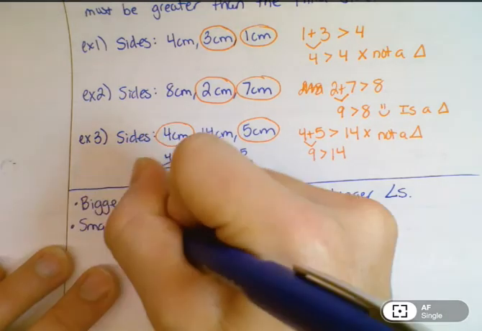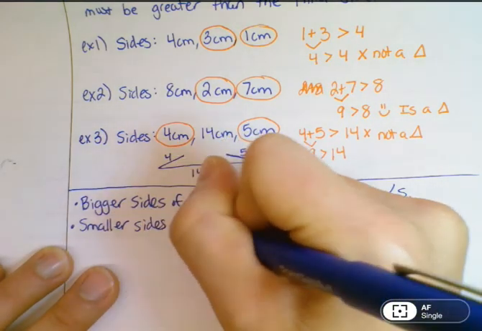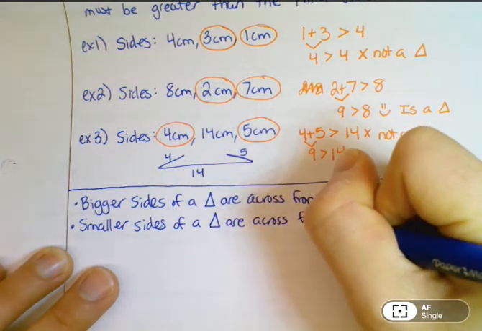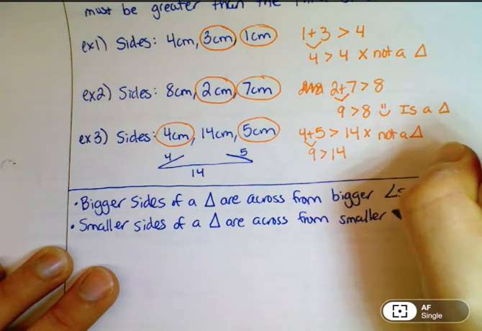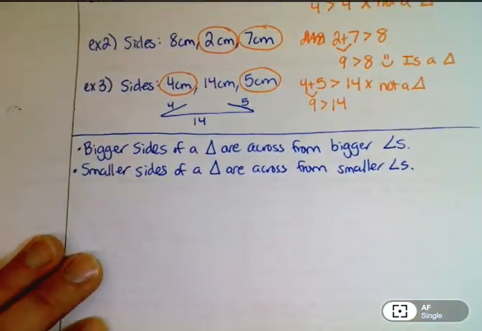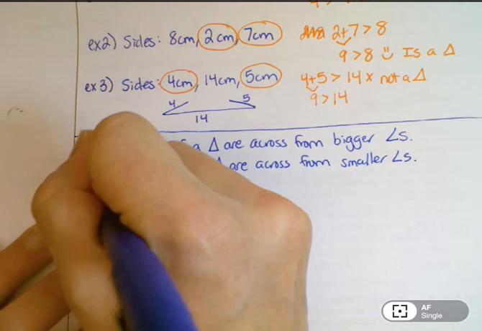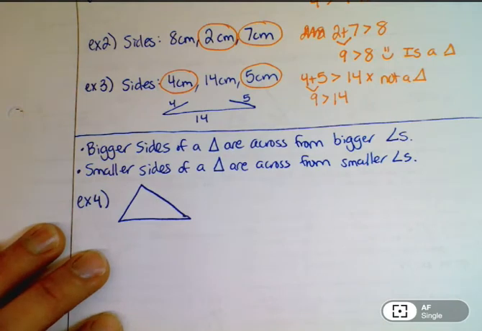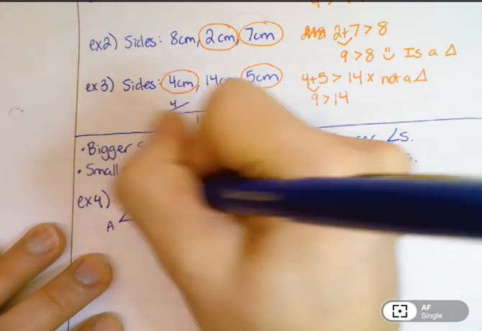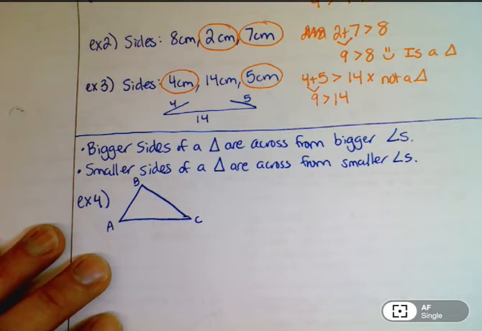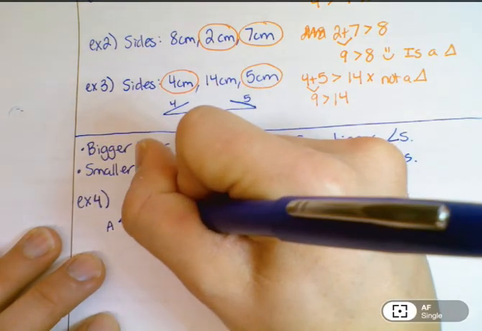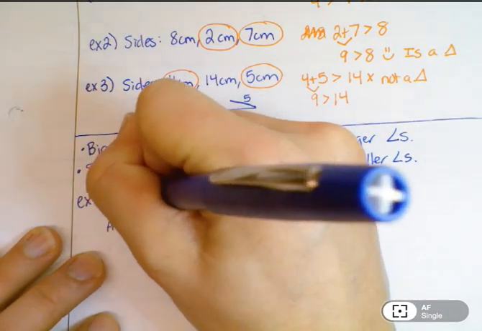Smaller sides of a triangle are across from smaller angles. So this is very simple. The sort of problem that you'll see is something like this. So example 4. We might have a triangle like this with, let's go A, B, C. Let's say this is 40 degrees, this is 30 degrees, and this is 110 degrees.